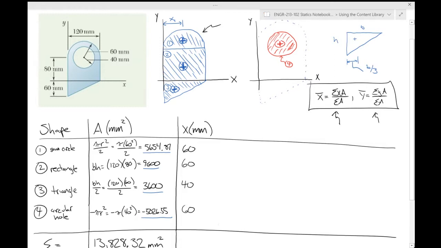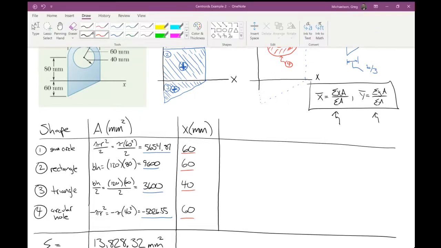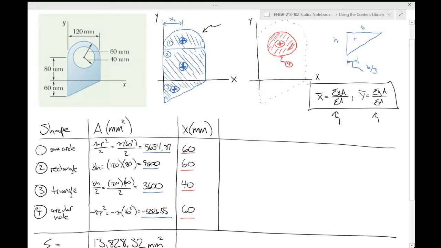Now, like I said, I think it's easier to do this one coordinate at a time. So let's go off of our formula. The formula states that we take the sum of x times a, divided by the sum of a. Well, I've already got the x's for each shape, and I've got the a's for each shape. And I've already summed up the a's, so now I need to compute xa.